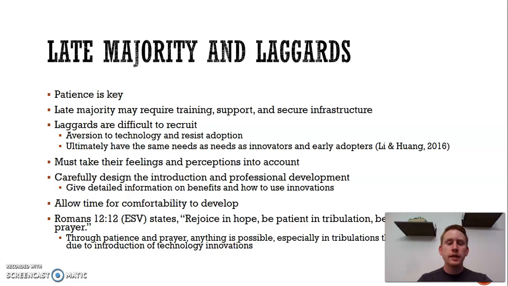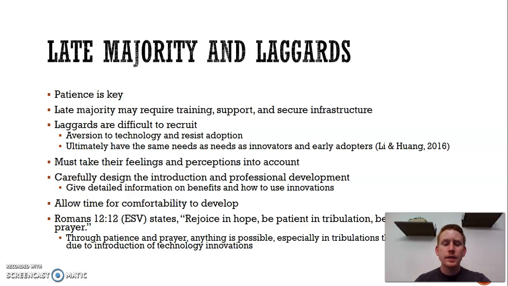The late majority and laggards. Patience is key when working with the late majority and the laggards through the adoption process. The late majority may require training, support, and a secure infrastructure before they will adopt the innovation. The laggards, however, are even more difficult to recruit. They have an aversion to technology and resist its adoption.